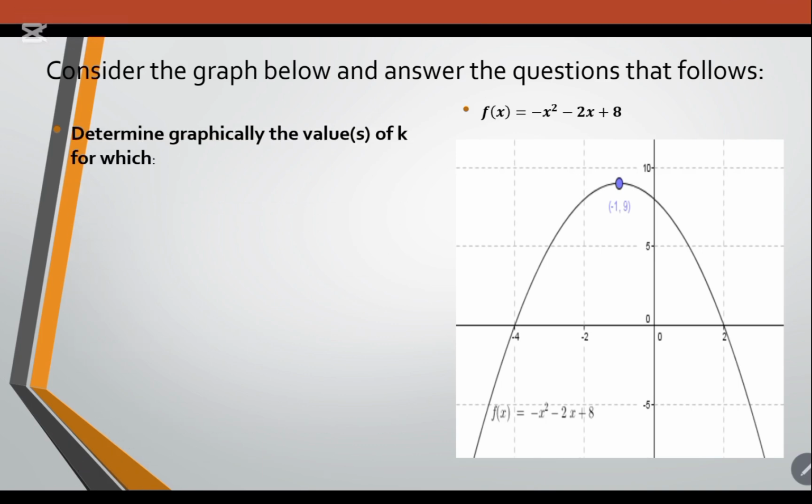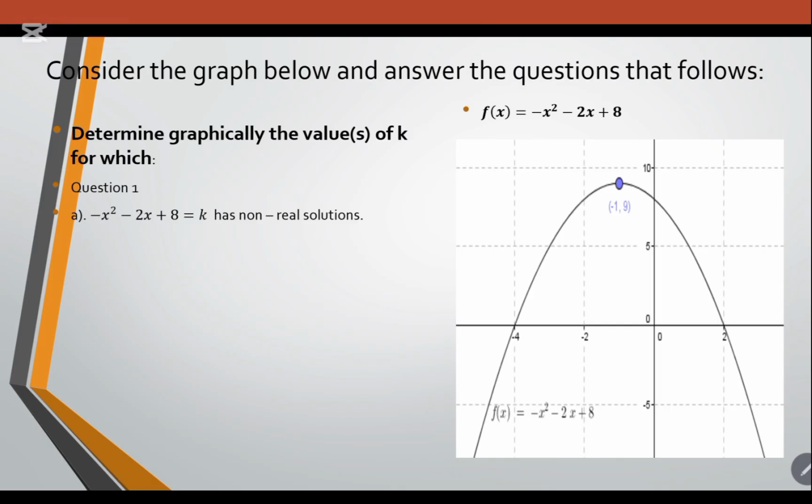They say determine graphically the value or the values of k for which, question 1, -x² - 2x + 8 = k has no real solutions. Now, when you look at the graph on the right, it is represented algebraically by -x² - 2x + 8. Now, what does k stand for?